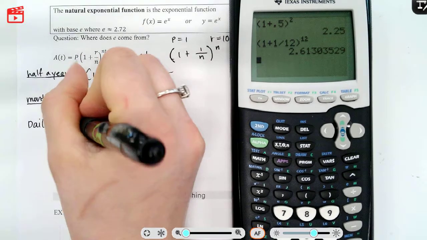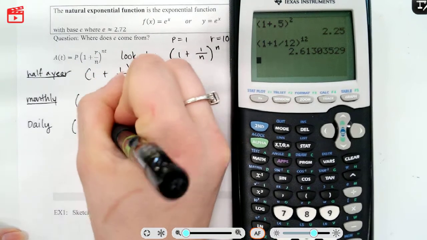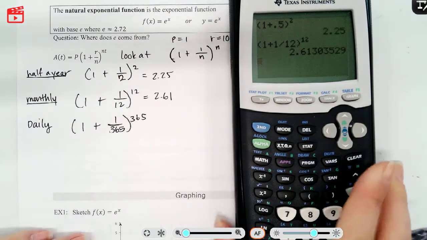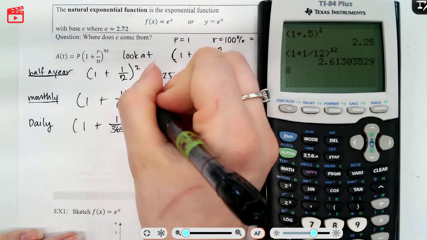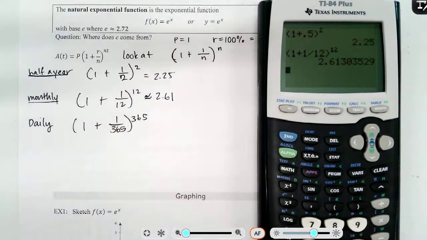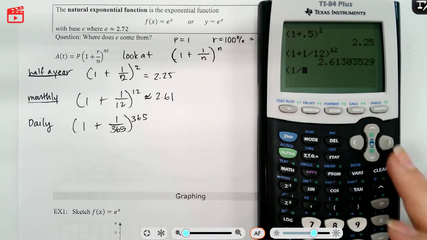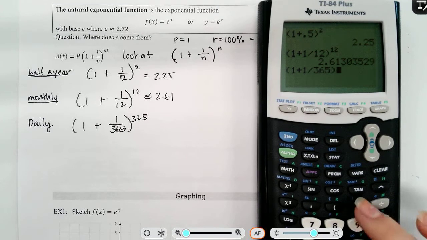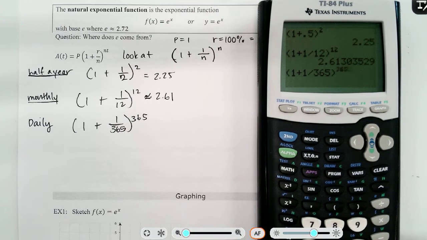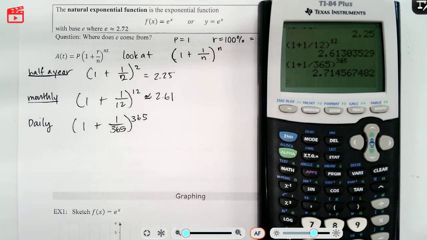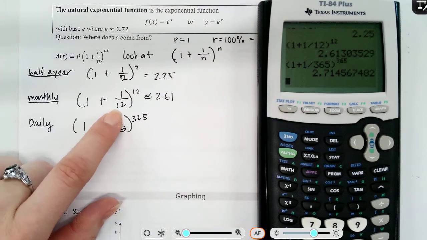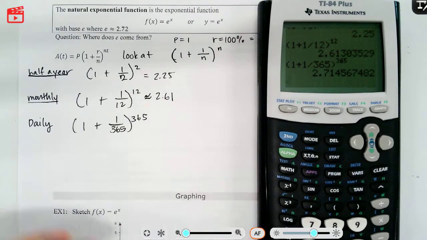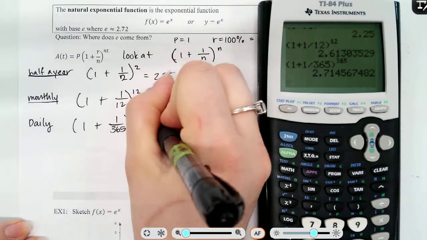Okay, let's talk about daily. Daily, we're going to use 365. Plug that into your calculator and see what you get. 1 plus, oops, that's a plus sign, 1 divided by 365, to the 365. Oh, that's so weird. Look, we went from 12 to 365, and we still only went up a few decimals. That's so strange.